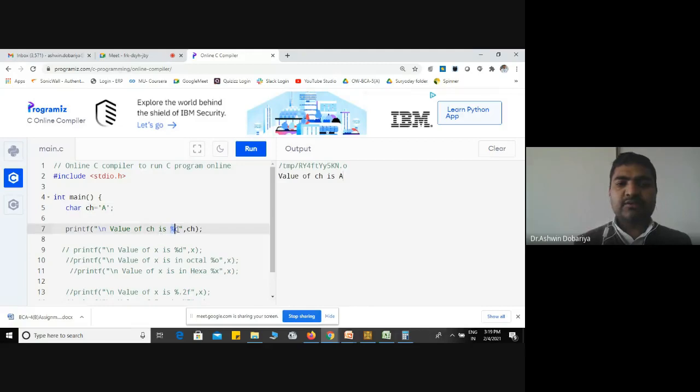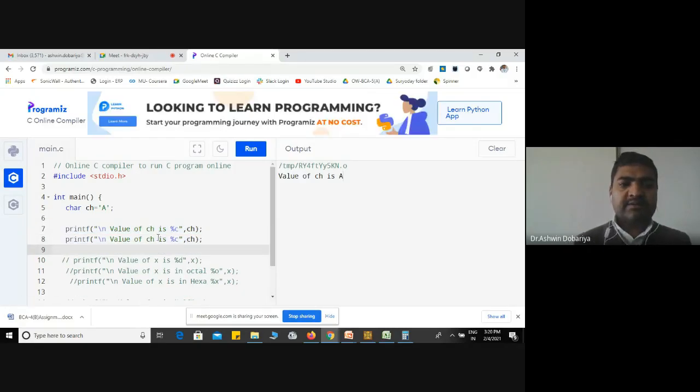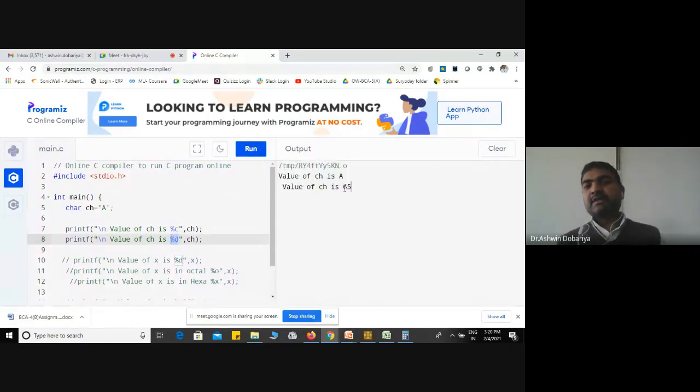Then see, here I have declared a variable as a character. So if I use %c, then it will display a character. Now, if I copy and paste the same statement over here, only if I make the change here to %d, d means number, then it will display its equivalent number. See, so the capital A is a character, but it has an equivalent ASCII code.